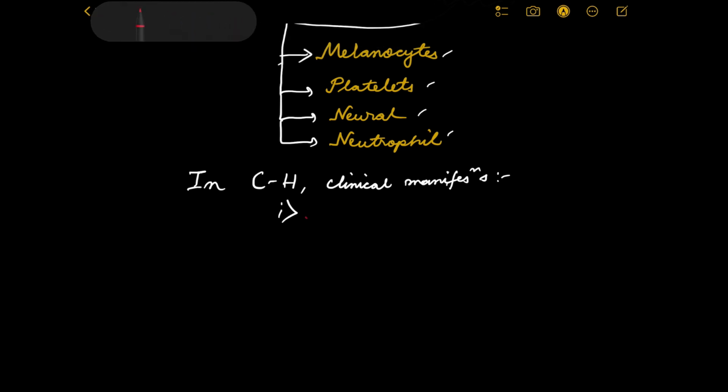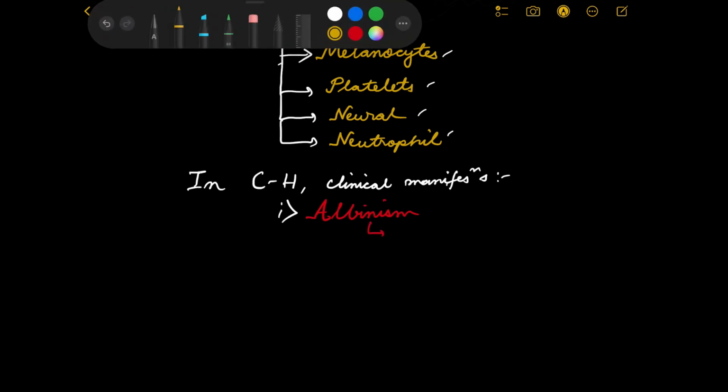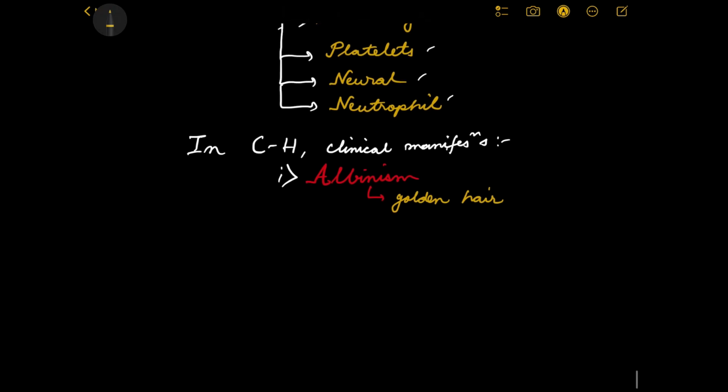Let's go with red. Albinism. You are having problems in melanocytes, so albinism. That is complete loss of pigmentation from skin as well as from hair. So albinism would obviously also mean that the person would have golden hair and completely white skin, like depigmented skin.